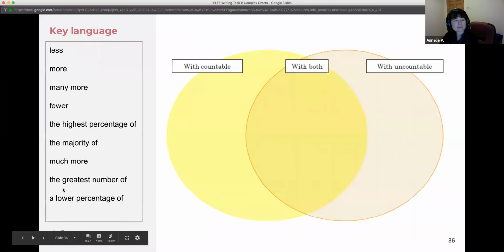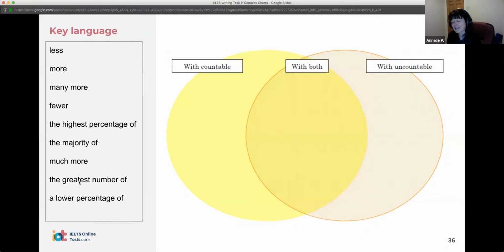So let's have a look at some of the language. So now we need to go to the body. And in the body, we are going to compare and talk about the different categories, okay? And one of the key grammar points that you need to think about with task 1, and task 2 as well, actually, is whether the categories are countable or uncountable, okay? Because your language is going to be different depending on which one it is.